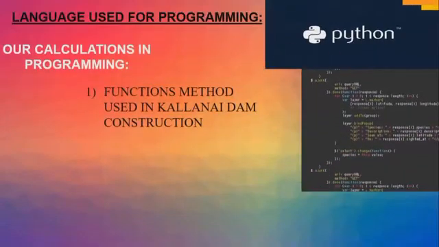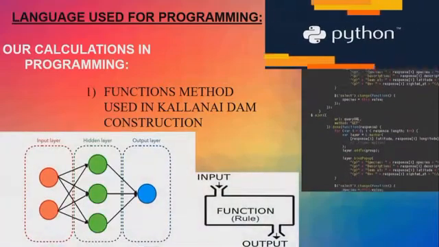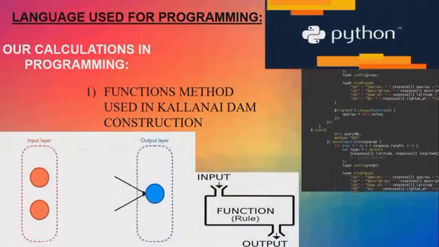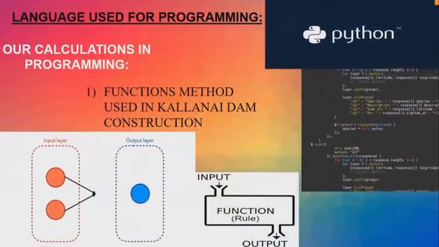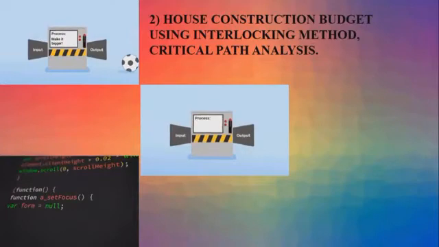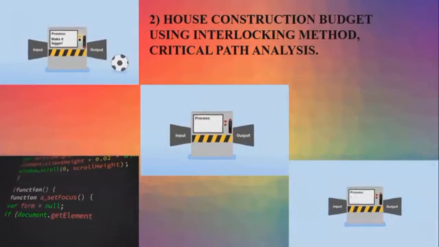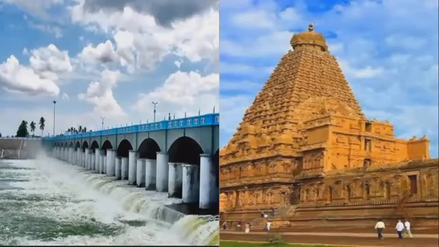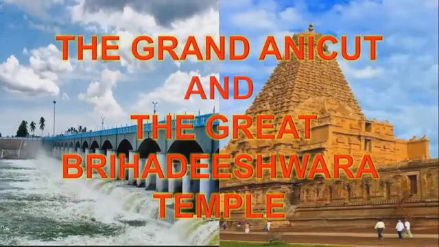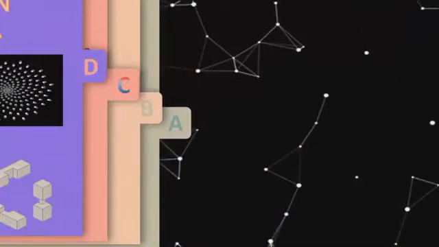For the programming, we have used the Python language, and the calculations that we used in our programming are, number one, the functions for the construction of Kallanai, and number two, the calculations for the house construction, which includes critical path analysis and the interlocking method. So we have taken here the two most majestic constructions from Tamil Nadu and sought out the mysteries using mathematics.